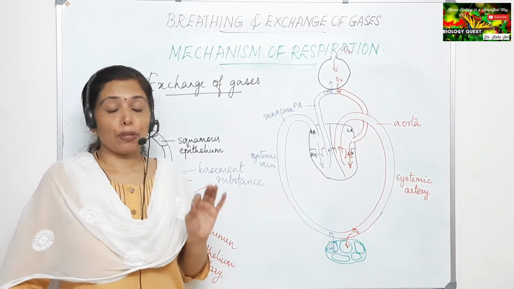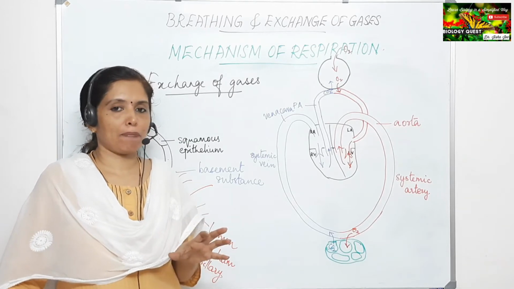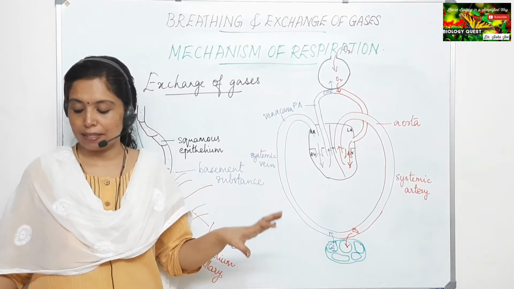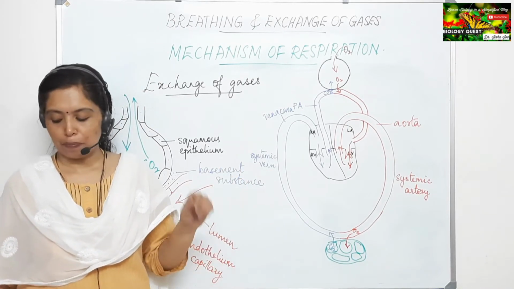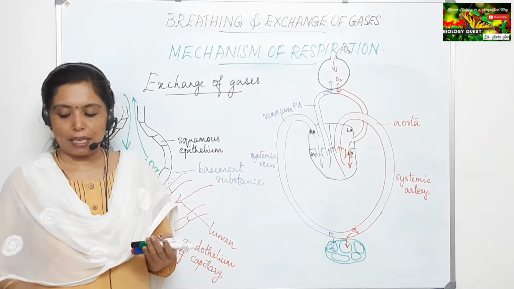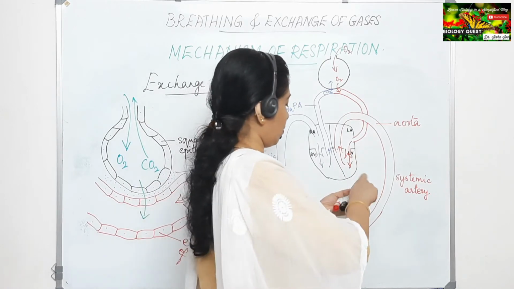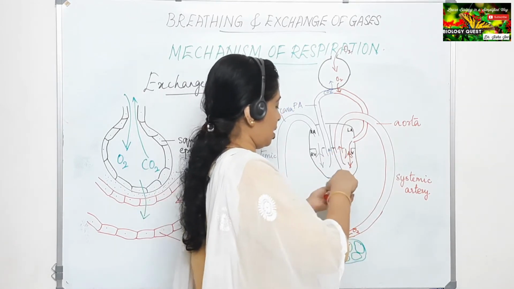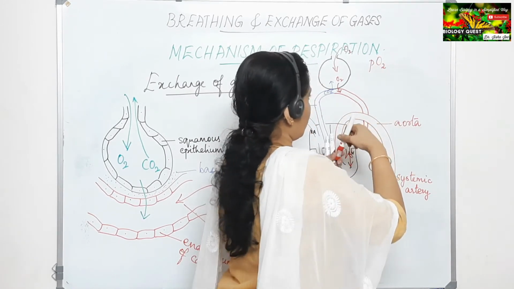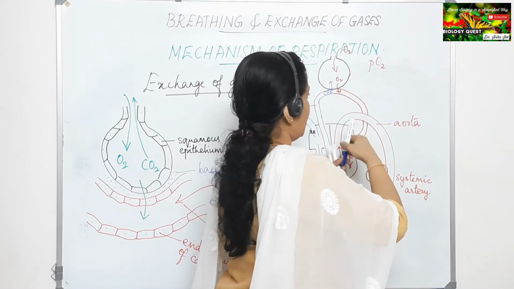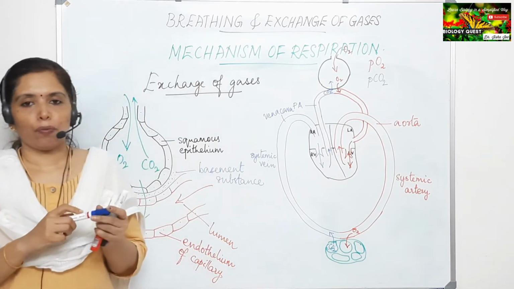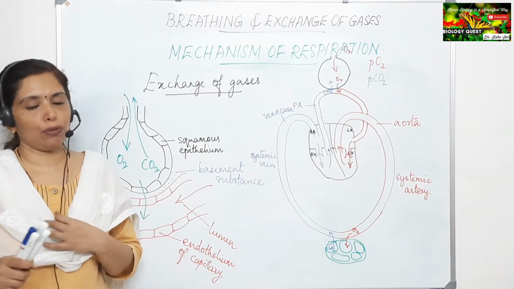I hope you have understood what is meant by partial pressure. So what is partial pressure? The pressure contributed by an individual gas in a mixture of gases is called partial pressure. Partial pressure of oxygen is denoted by PO2, and partial pressure of carbon dioxide is denoted by PCO2. That is how we denote the partial pressures of the two gases.